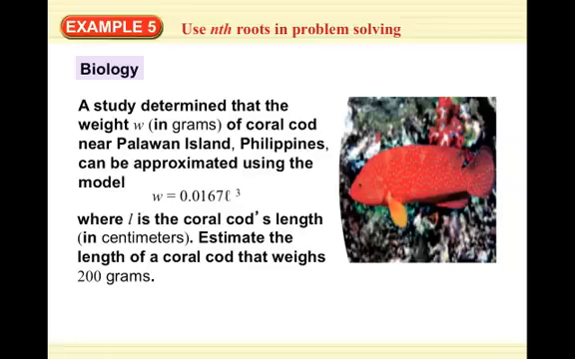All right, our last example is from biology. A study determined that the weight, W in grams, of coral cod near Palawan Island, Philippines, can be approximated using the model W equals 0.0167 L to the 3rd power, where L is the coral cod's length in centimeters. Estimate the length of a coral cod that weighs 200 grams. So we're going to substitute that 200 in for weight, so in for W.